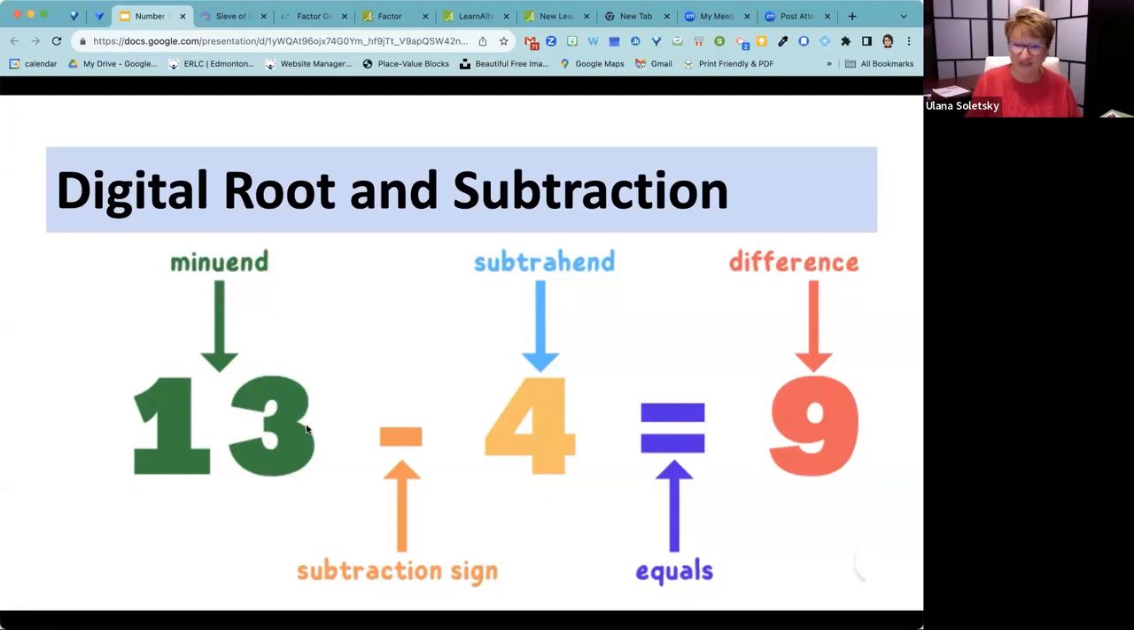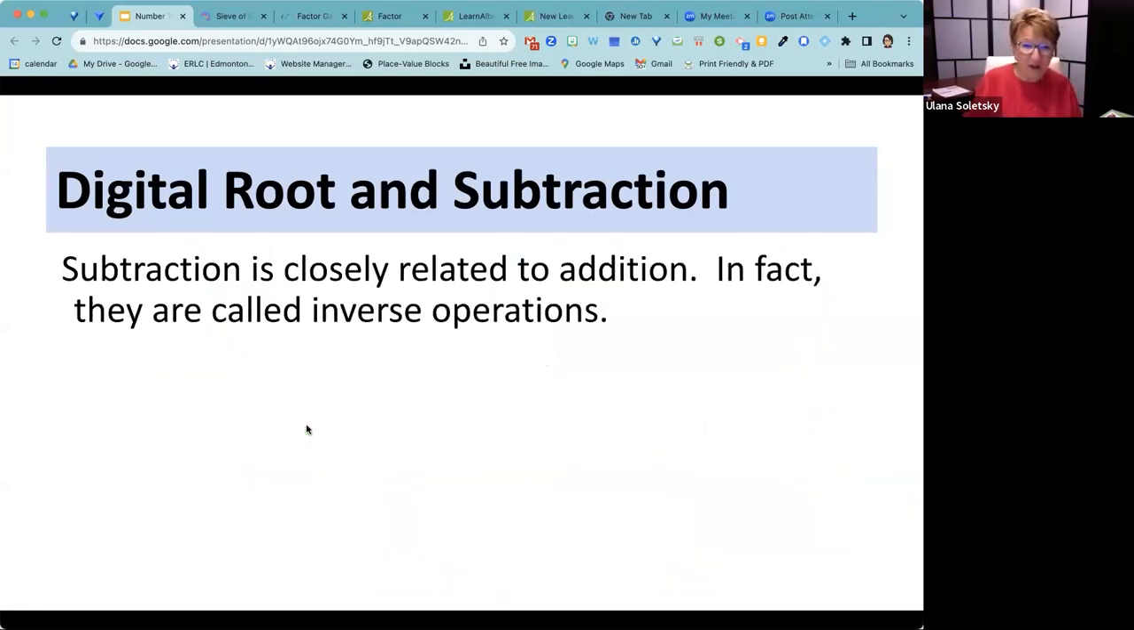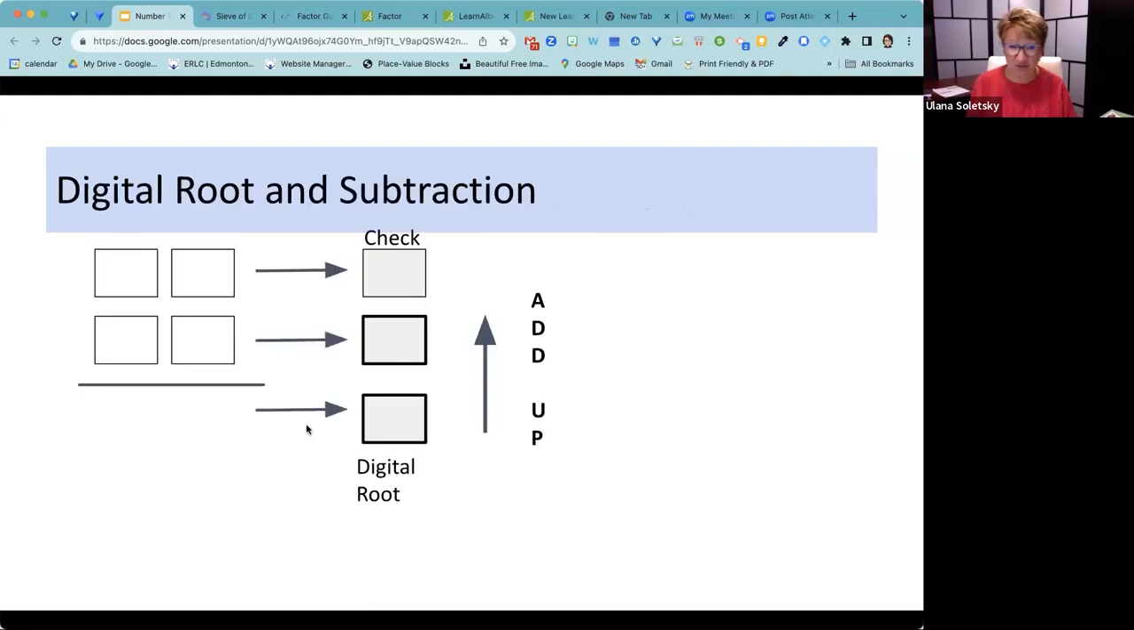So what we're going to do is we're going to work backwards. We know that subtraction is closely related to addition. In fact, they are inverse operations. So what we're going to do is we're going to work backwards. So now let's do that question.